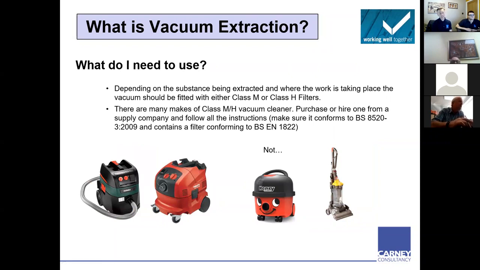So vacuum extraction, you'll see all sorts when you go to a construction site. People using Henry Hoovers and Dysons and cordless Hoovers, which just aren't acceptable when it comes to the HSE's opinion of what we should be using. We should be using class M or H filters, HEPA filters, high efficiency particle filters, making sure that they actually are working. They are extracting as much as they need to be extracting. Again, they're available to hire from hire companies at a reasonable sort of charge. But again, in the HSE's opinion, we should be using these at all times. There's no real excuse for not using.